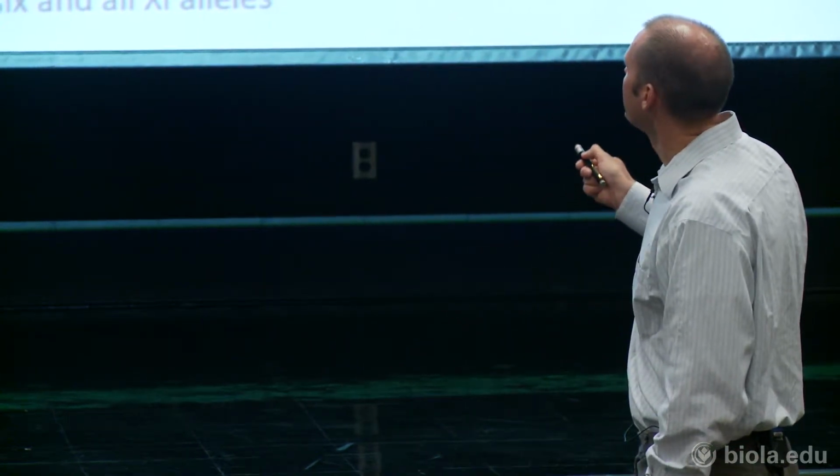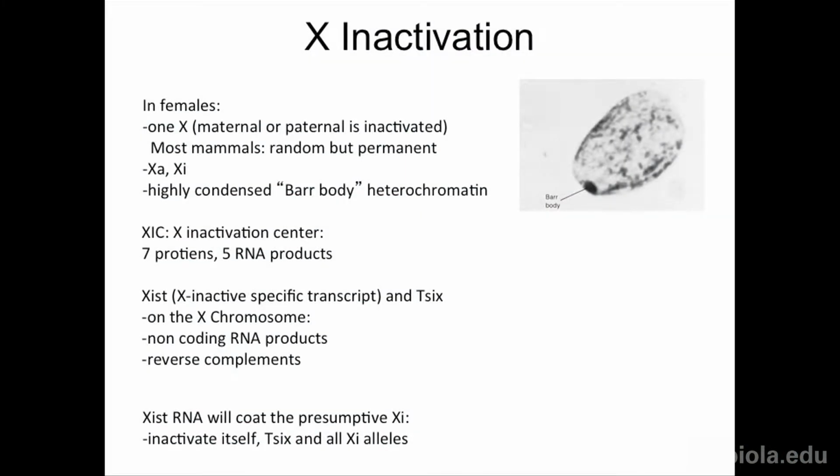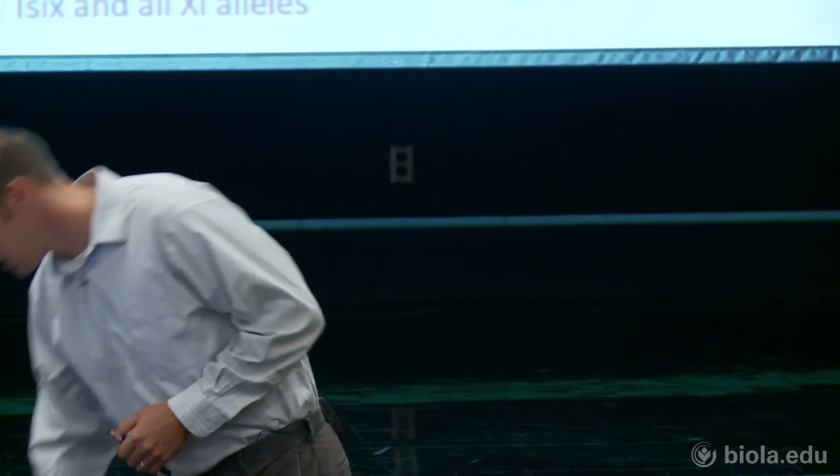The inactivated chromosome is called a Barr body. And you can sometimes see it. Here's a little picture of a nucleus. And you've got some heterochromatin and some euchromatin. But here, this really condensed region of heterochromatin, that's actually the Barr body. That's the condensed inactive chromosome.